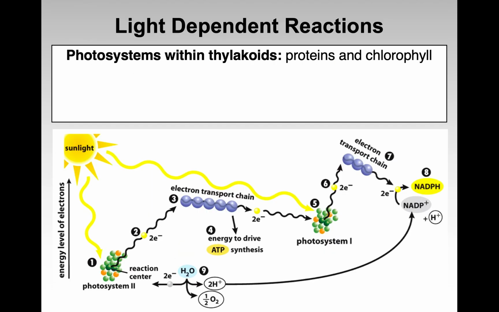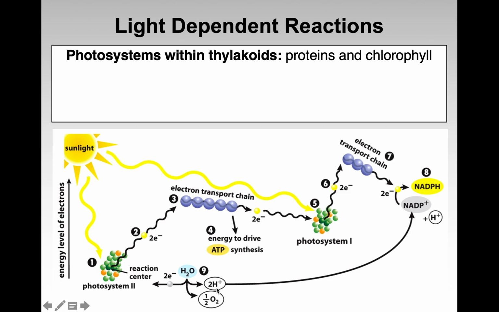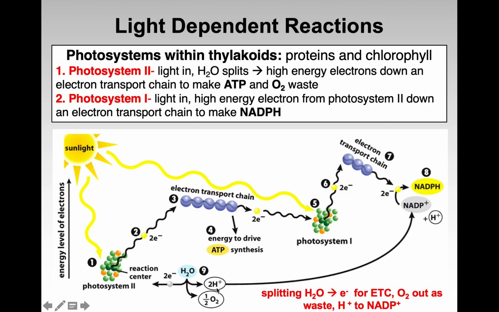The light-dependent reactions occur within those thylakoid membranes, and they have two photosystems. Photosystem 2 is first, and that's really annoying, but you just have to know it. In photosystem 2, light comes in, water is split, electrons go into an electron transport chain where we make ATP. Oxygen is waste. In photosystem 1, these electrons keep moving through.